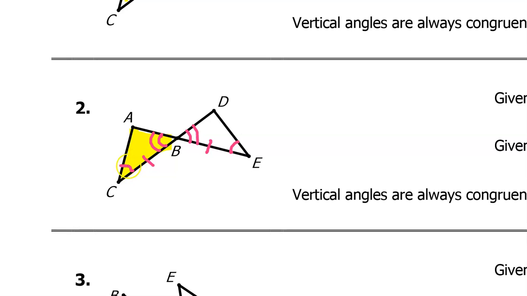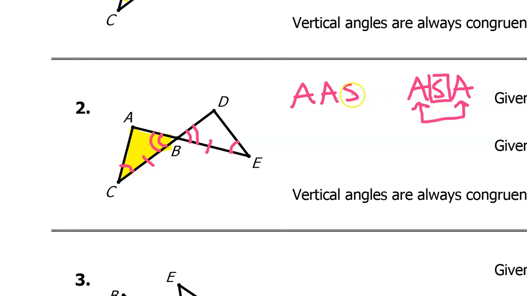Well, let's see. I see that we have 2 angles and a side. So that means this is either going to be angle, angle, side, or it will be angle, side, angle. If the side is between the 2 angles, it will be angle, side, angle. Otherwise, it will be angle, angle, side. So, is the side between the 2 angles?